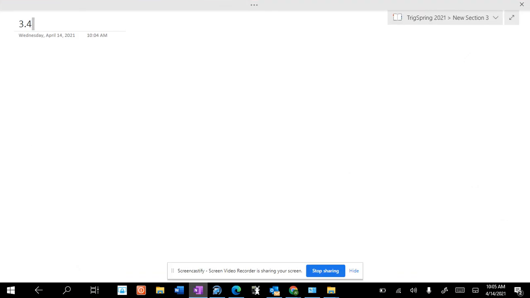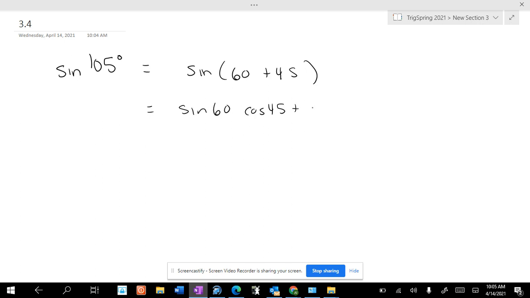Okay, so we're going to look at sine and tangent today. Sine is so super related to cosine, it should be easy. So if we have the sine of 105 degrees, this is the sine of what plus the sine of what? 60 plus 45, which gives us the sine of 60 cosine of 45 plus cosine of 60 sine of 45. That follows your note card. Sine, cosine, cosine, sine.